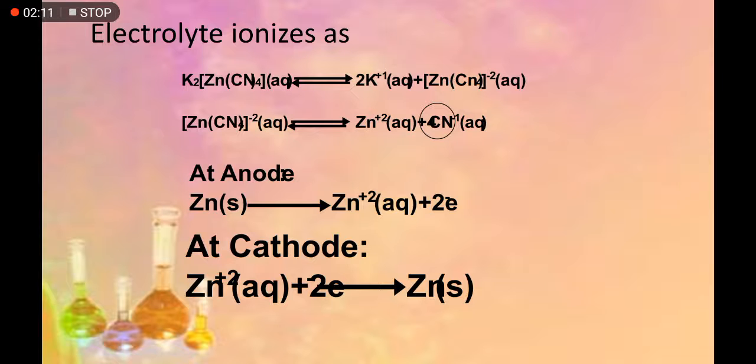In the first one, oxidation. During oxidation, zinc metal will be oxidized into zinc ions and 2 electrons will be produced. And during reduction at cathode, zinc ions will accept 2 electrons and will be converted into zinc metal.